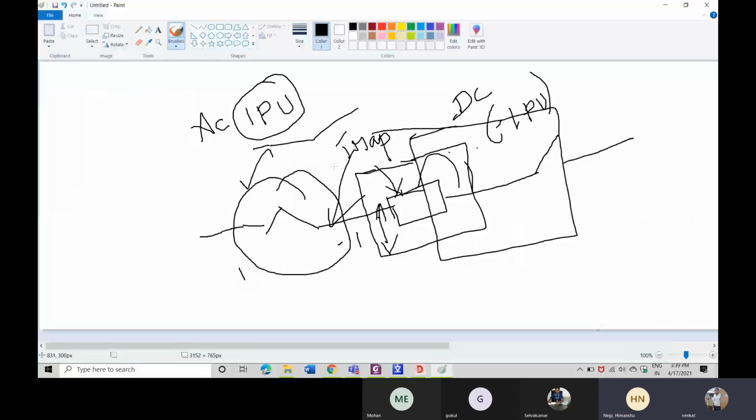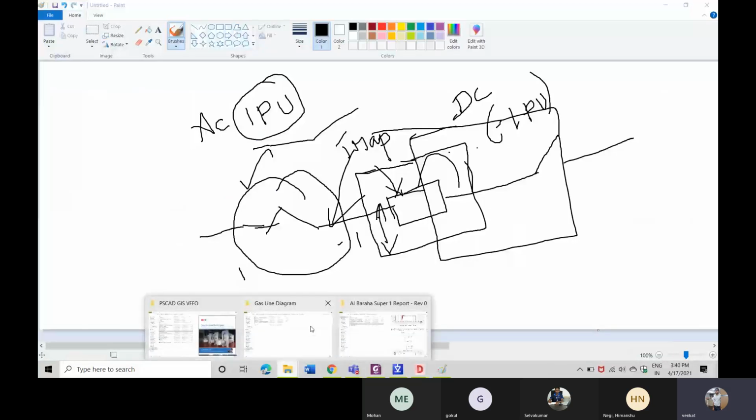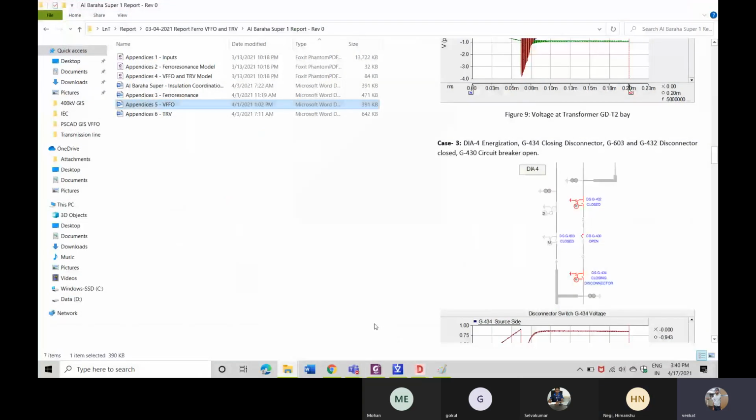So you are only focusing the simulation between the disconnector and circuit breaker. Is that right? Yes. Wherever we find an open circuit, there we have to measure the voltage. Yes, I get that. That is what we have done in this simulation also. The cases which we have done, we have done the same. I will show the case.